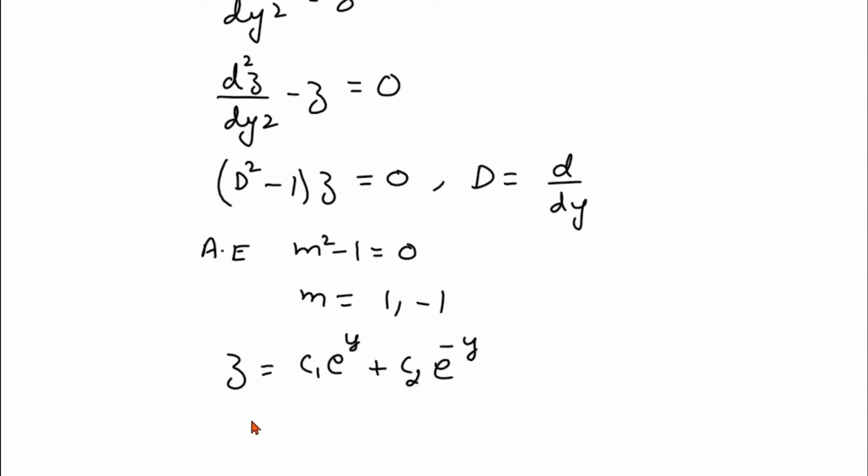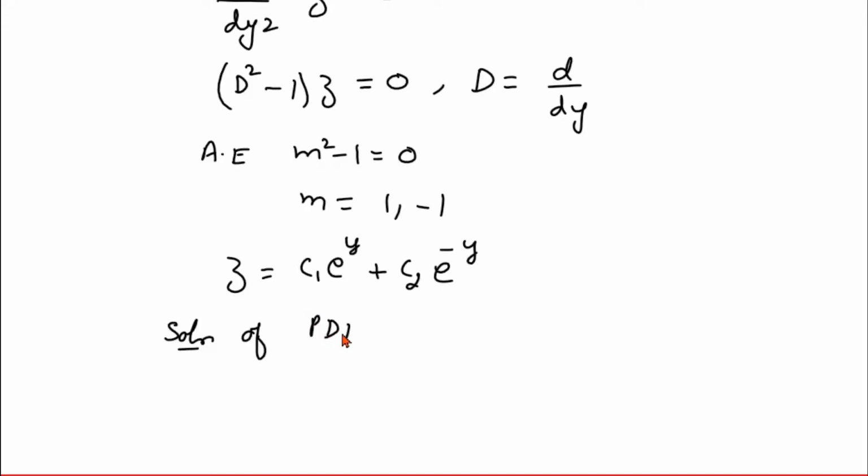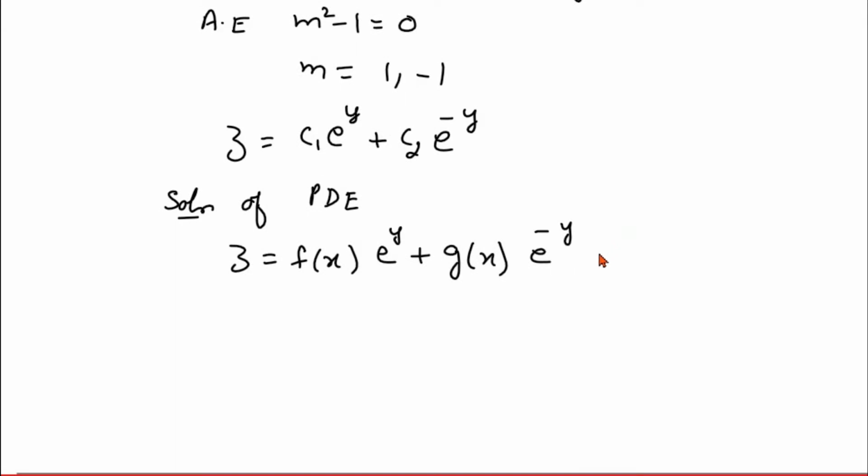Now to find out the solution of this PDE, you have to replace the constants C1 and C2 by functions. So the solution of the partial differential equation will be z = f(x) e^(y) + g(x) e^(−y). I have to replace by functions of x because the variable over here is y. Even the condition for ∂z/∂y is given.